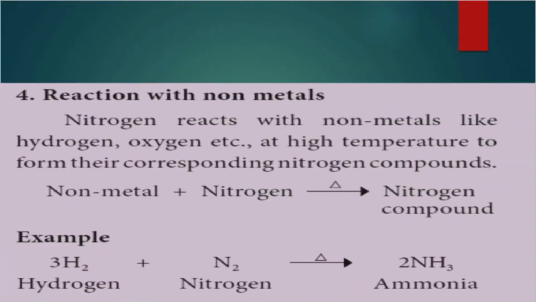Reaction with nonmetals. Nitrogen reacts with nonmetals like hydrogen, oxygen, etc. at high temperature to form their corresponding nitrogen compounds. Nonmetal plus nitrogen gives nitrogen compound. Example: hydrogen plus nitrogen gives ammonia.